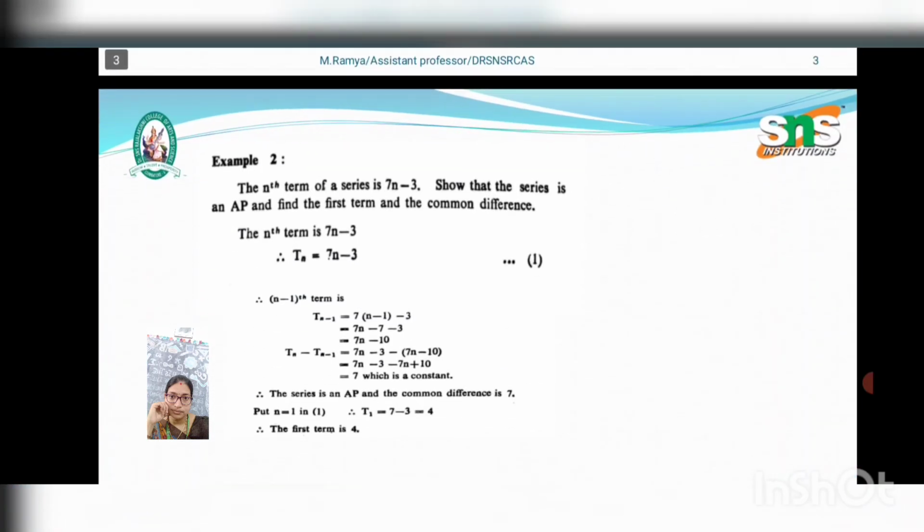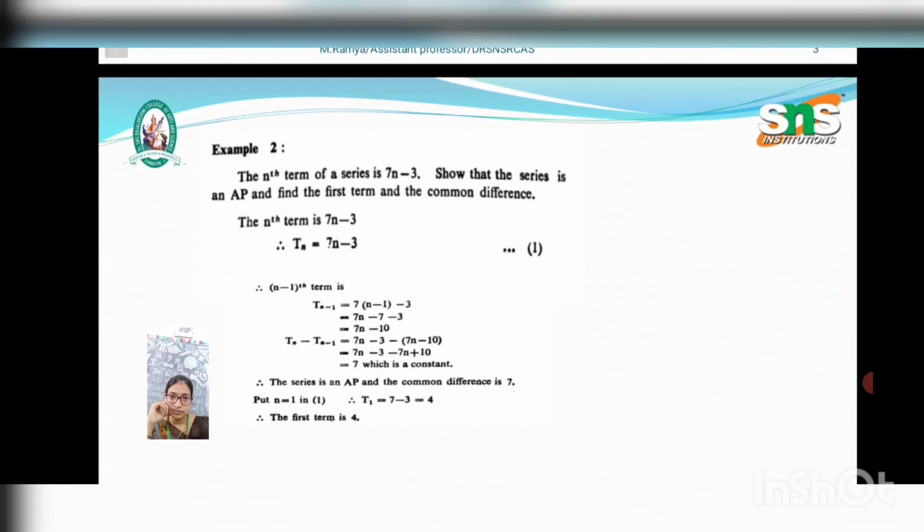Next, second example. The nth term of a series is 7n minus 3. Show that the series is an AP and find the first term and the common difference. You have to find a and d. You can write Tn equal to 7n minus 3. Now find the n minus 1th term: in place of n, you substitute n minus 1.